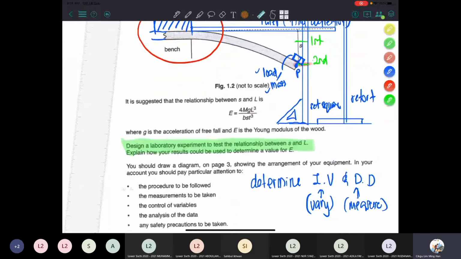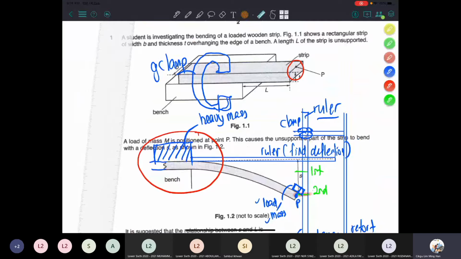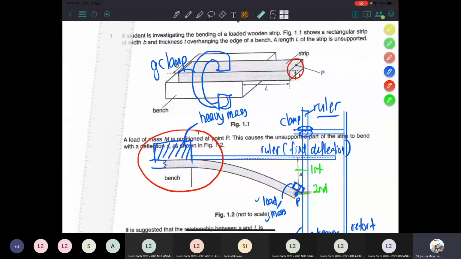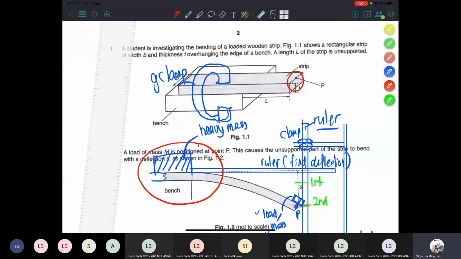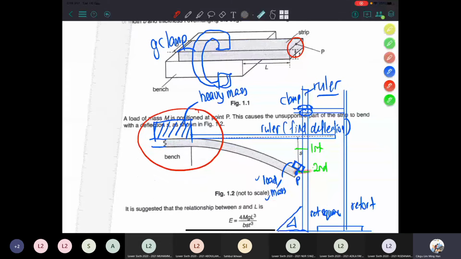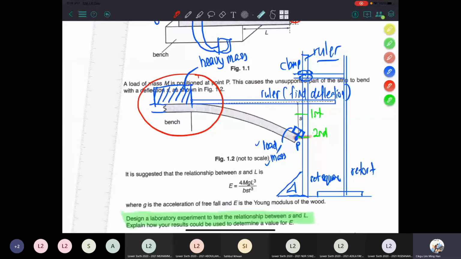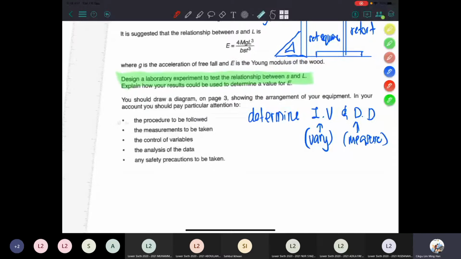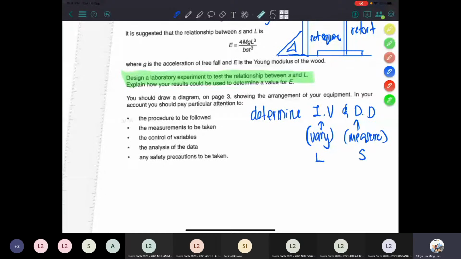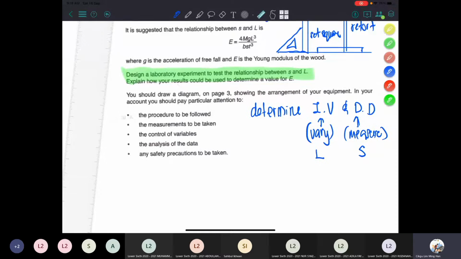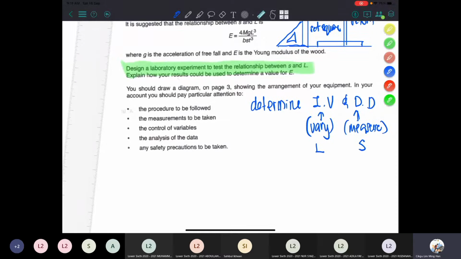So you have to bear in mind that there are no multiple strips used. If you look at the question, you only have one. Let me show you. So what you need to do is vary the L. Vary the L, measure the S. Most of you are able to give me the correct answer. If you look at the formula here, you will know that there will be a lot of constants.